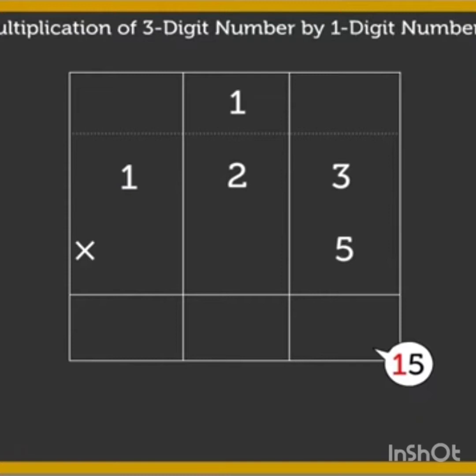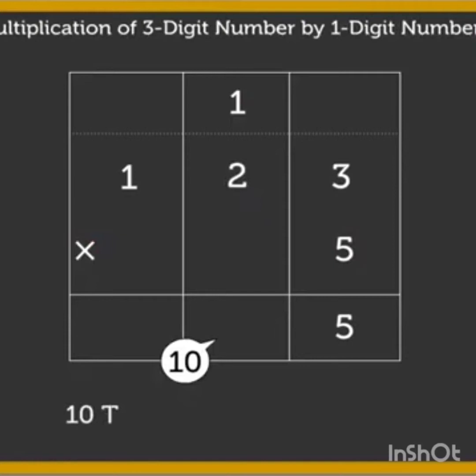Here 15 is a two-digit number. At the ones place the digit 5 and at the tens place the digit 1. So we write 5 in the ones column and we carry our 1 ten to the tens column. Then in the second step you have to multiply the digit at the tens column. Here 2 is the digit, so multiply 2 into 5. 2 times 5 is equal to 10. Here again a two-digit number. Here we have to add the carried over 1 ten to the 10 tens.